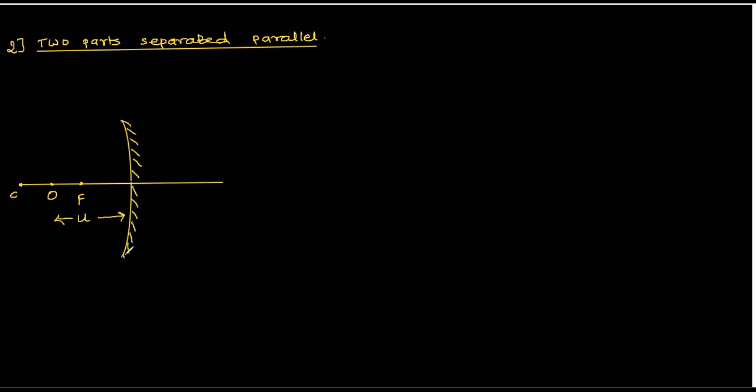Okay, now what is the case? Two parts separated parallel. So what to do? You can see here what happens after cutting. So here again I am taking the mirror and I am placing it parallel. How am I placing it parallel? So here is the first mirror, suppose, and I have placed another piece of mirror like this here after cutting.